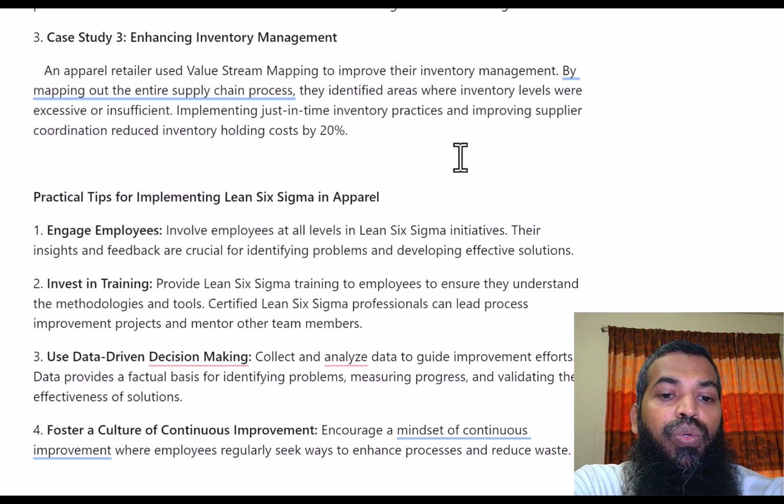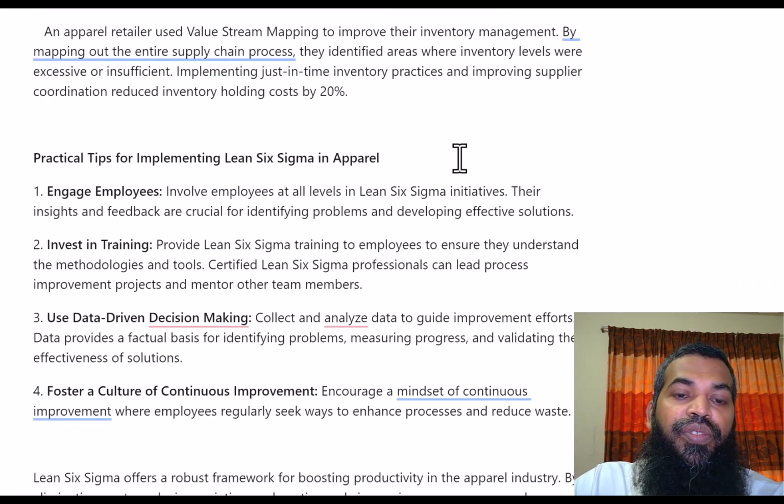Then 3, use data-driven decision making. We must collect and analyze data to guide improvement efforts. Number 4, foster a culture of continuous improvement. That is very much important. Encourage a mindset of continuous improvement where employees regularly seek ways to enhance processes and reduce waste.